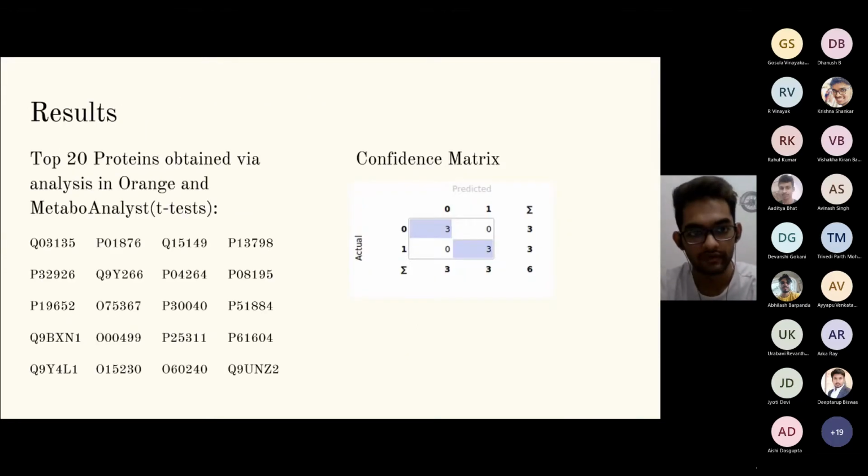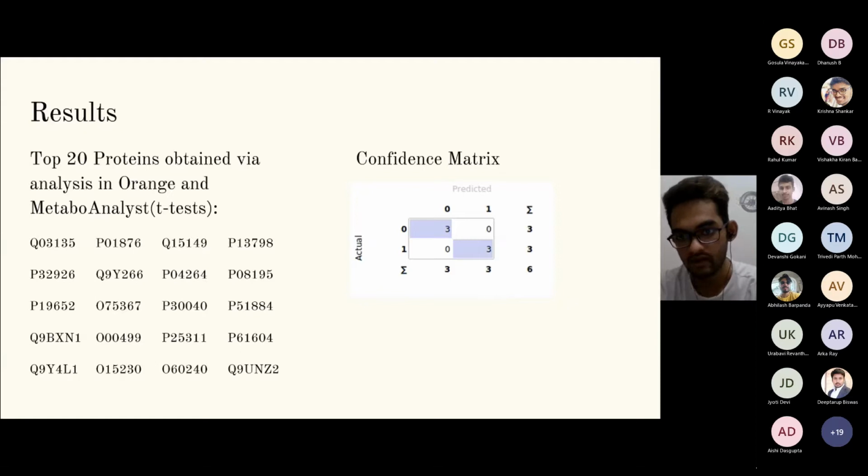And these are the results obtained. Top 20 proteins obtained via analysis in Orange and MetaboAnalyst t-tests. These are the top 20 proteins, and there is a perfect agreement between the two top 20 lists, which I got from MetaboAnalyst and Orange individually. All these proteins are exactly matching, and they were also in the same order.